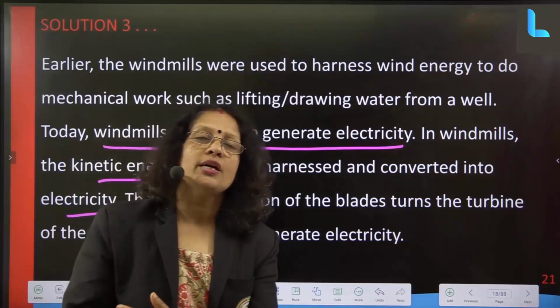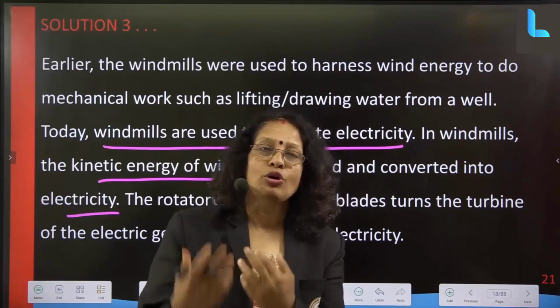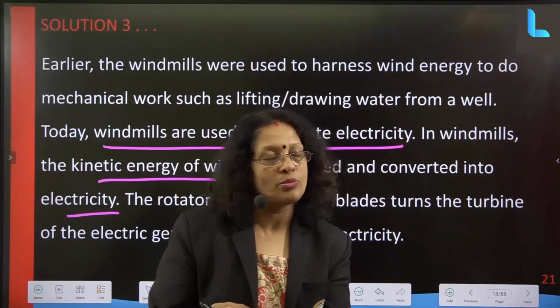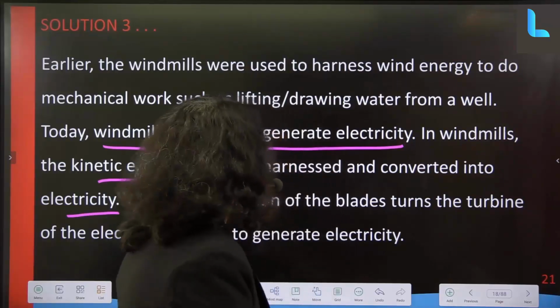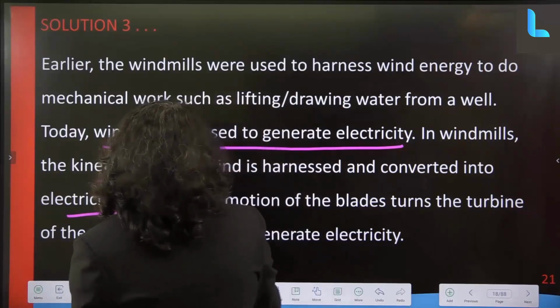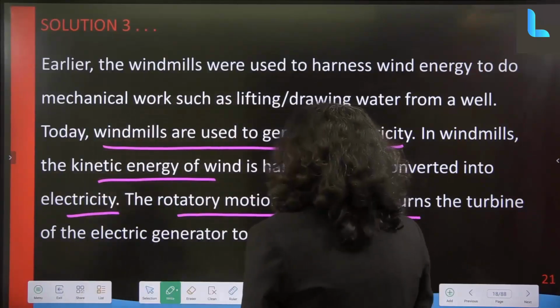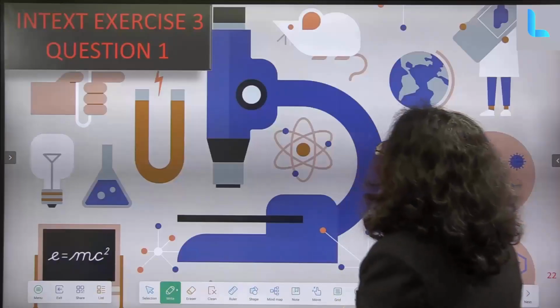So in rural areas and small places where electrical supply is not possible, wind energy is very useful to give electricity to all the areas. Okay, so we can say here, harnessed and converted to electricity. The rotatory motion of the blade turns the turbine of the electric generator to generate electricity.